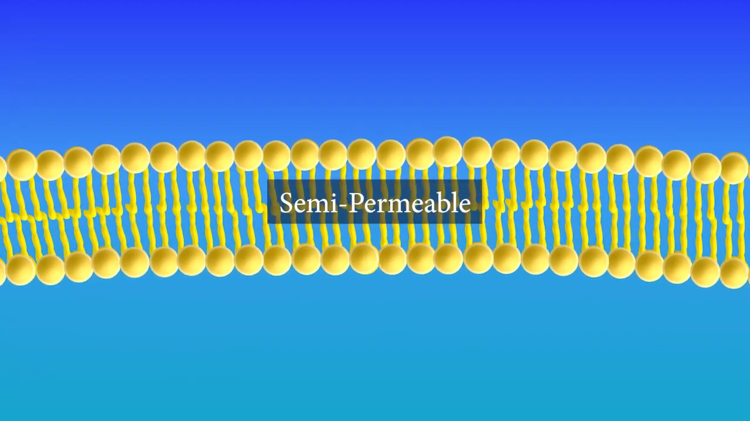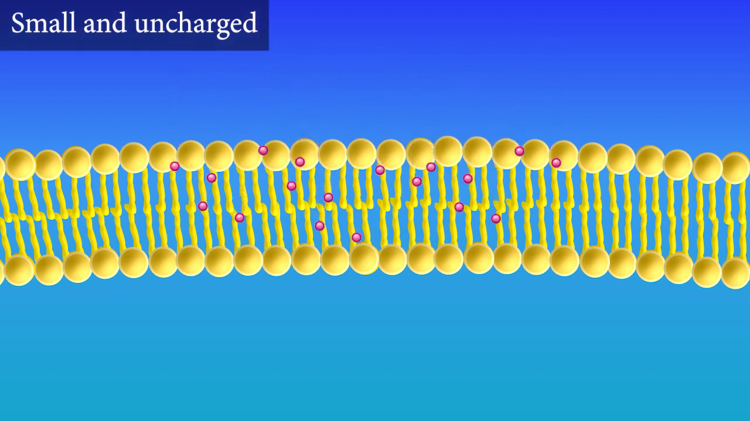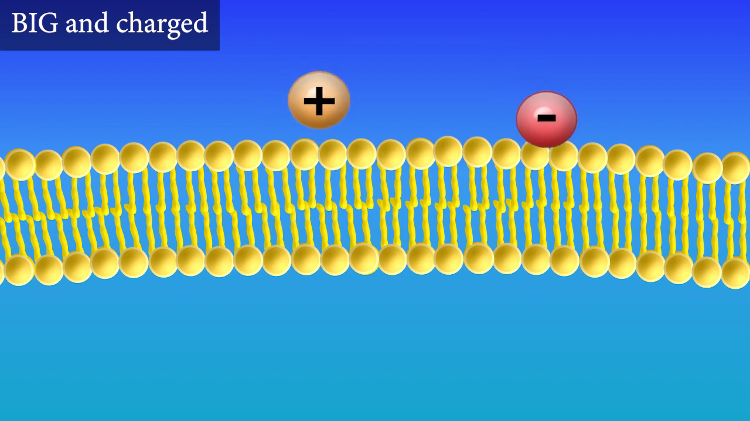The phospholipid bilayer is the main component of the membrane, and it is largely responsible for making the membrane semi-permeable. Basically, the smaller and less charged something is, the easier it is to pass through the phospholipid bilayer. Bigger, more charged things have a harder time.